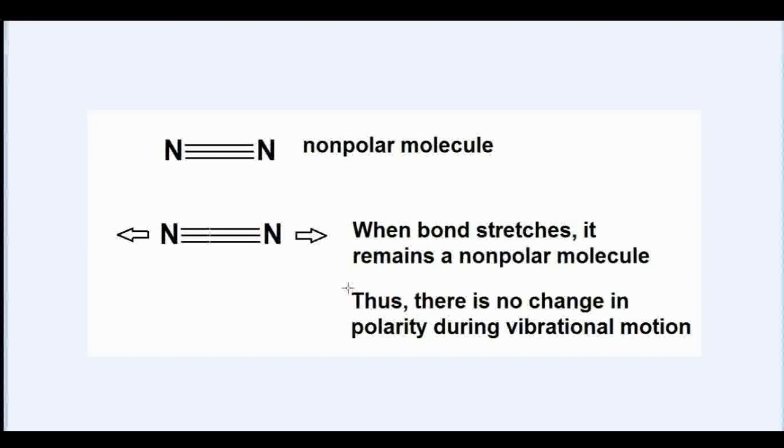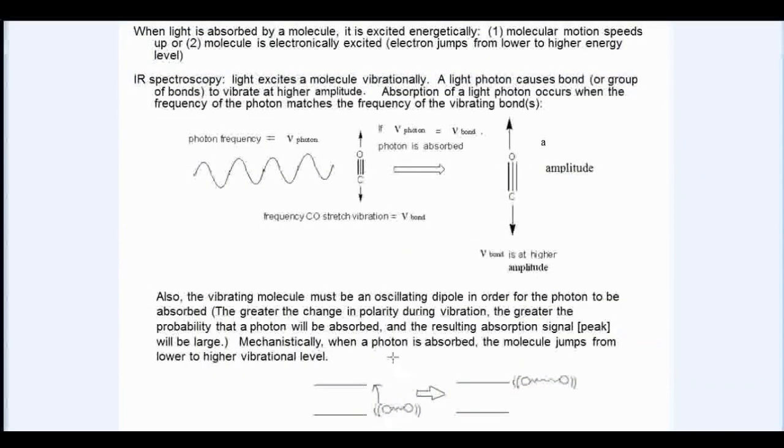Now, one additional thing to point out. All forms of molecular energy, that's translational, rotational, vibrational energy, exist in discrete energy levels. Vibrational energies exist in energy levels. The lowest vibrational energy level corresponds to the fundamental vibrational frequency that we mentioned before. When a light photon is absorbed by a vibrating bond, the vibrating molecule moves from the fundamental level to the next higher vibrational level.